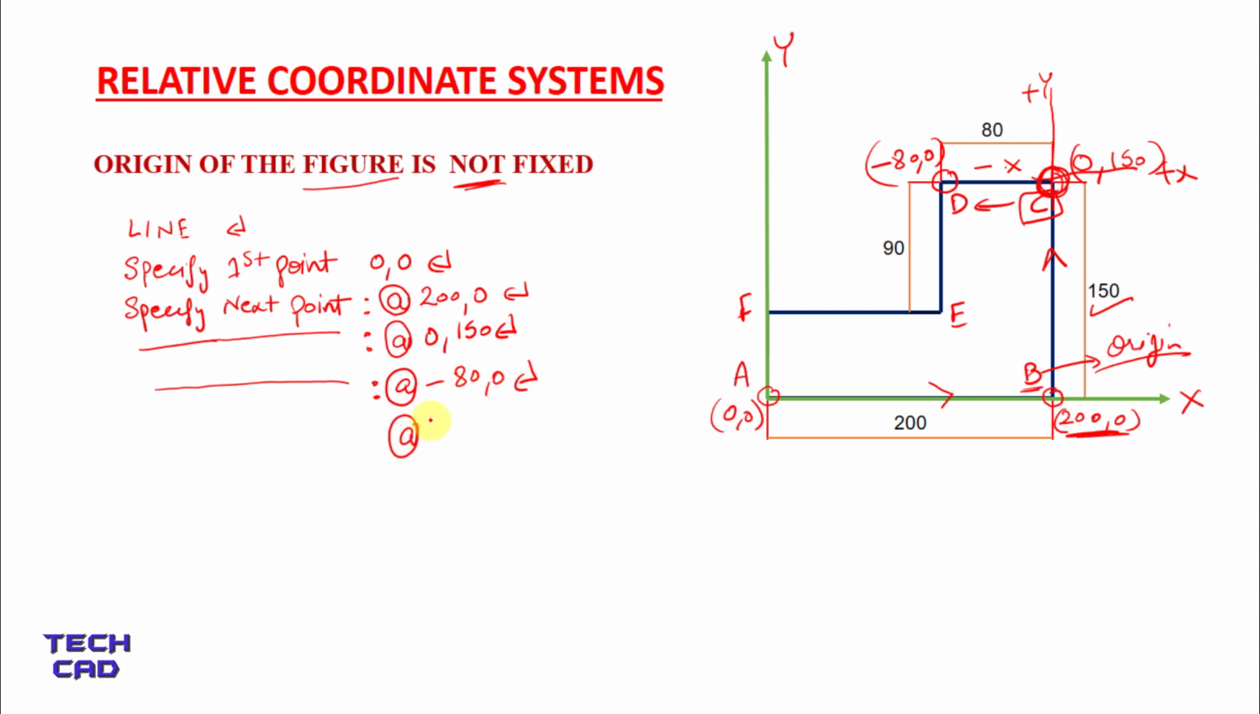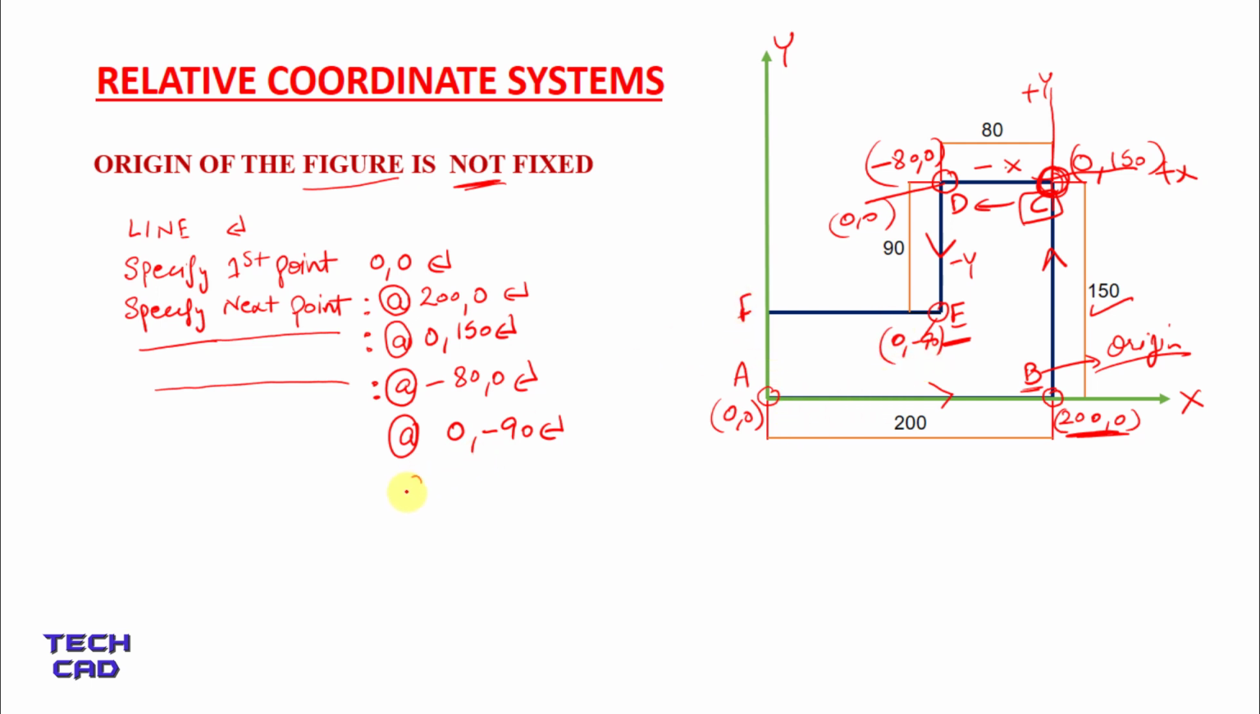Again, specify the next point. Now you are going to point E, and D becomes the origin for E. Now your coordinates will be 0, minus 90, because now this point is 0, 0, and you are moving towards the negative Y direction. There is no movement in the X direction. So this point becomes 0, minus 90.